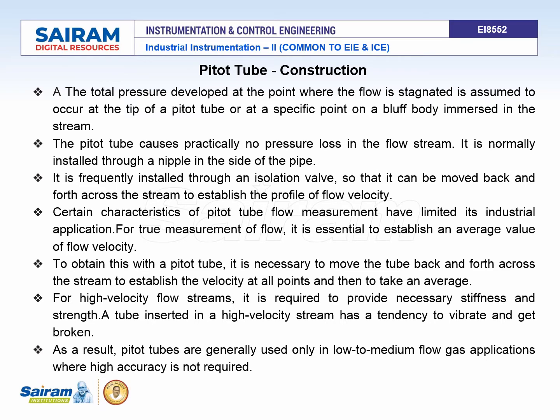Then coming to the construction, the pitot tube practically has no pressure losses in the flow stream. So it is normally installed through a nipple in the side of the pipe. It is installed as an isolation valve, so it can be moved back and forth across the stream to establish the corresponding profile of the flow velocity. Then pitot tubes are generally used only in low to medium flow pipe gas applications where higher accuracy is not required.